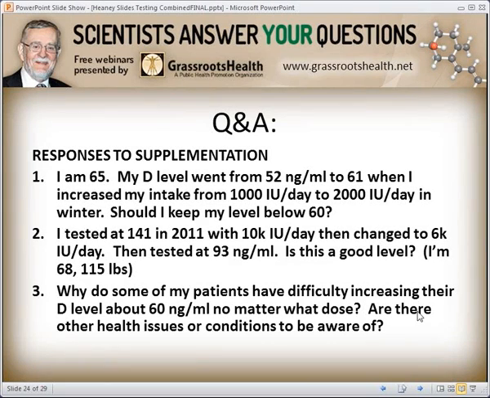And question number 3: why do some of my patients have difficulty increasing their D level above about 60 nanograms per ml no matter what dose? Are there other health issues or conditions to be aware of?